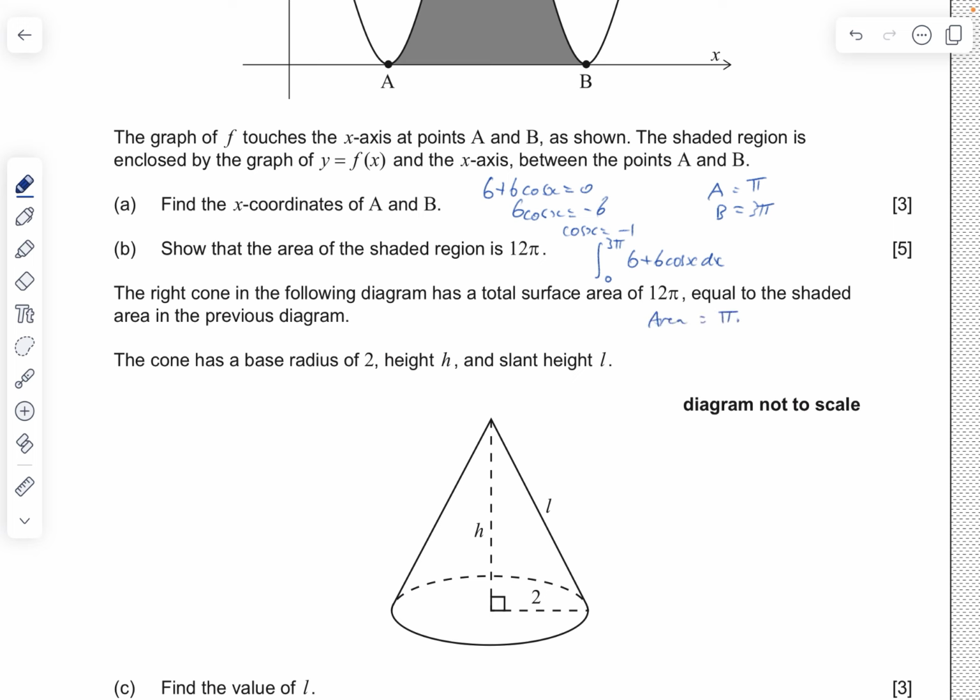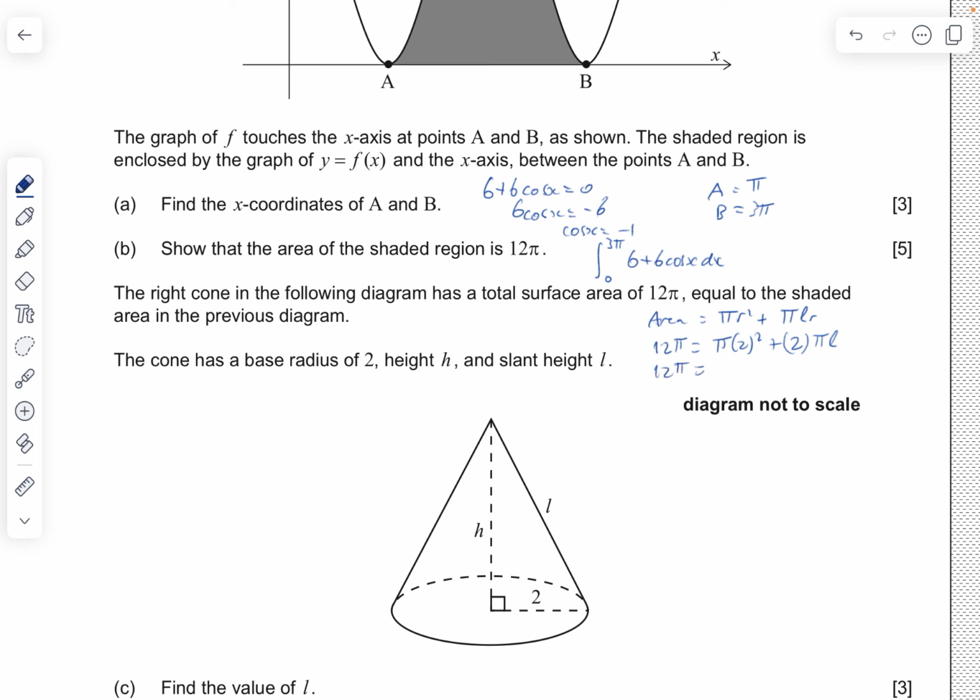So area is going to be pi r squared plus pi l r for the area of the curved surface, from the formula booklet. It's got pi r l, and pi r squared is the base. We know what r is, we know what the area is. The area is 12 pi equals pi times 2 squared plus 2 pi l.